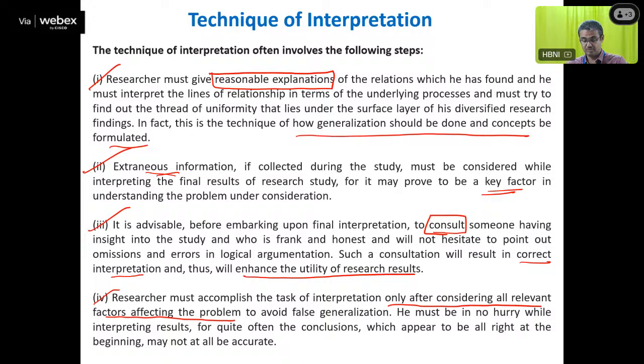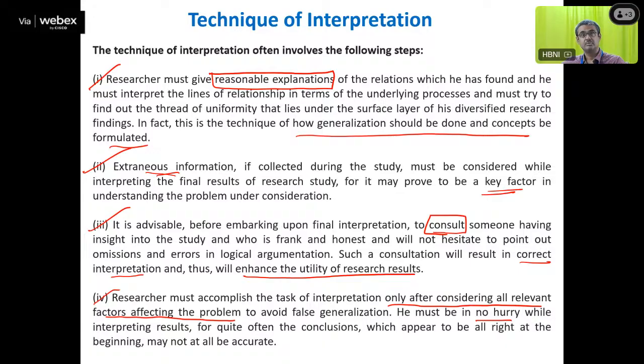We have to properly consider all the factors, all the different data, and the extraneous information that you have collected before giving proper, logical information, so that any generalization which you are making is not incorrect, right? You must be in no hurry while interpreting results, for quite often the conclusion which appeared to be all right at the beginning may not be all accurate. So a lot of time you have to spend during interpretation. In fact, data collection can be done quite fast, and interpretation will take a lot of time.